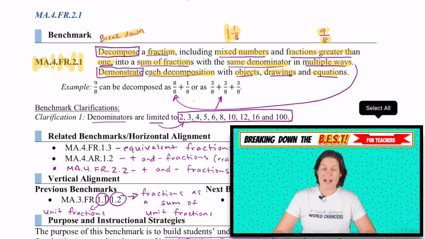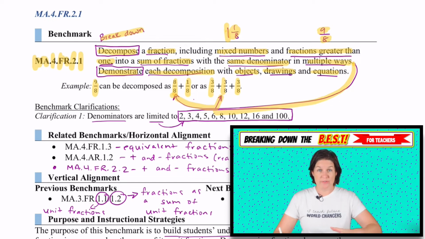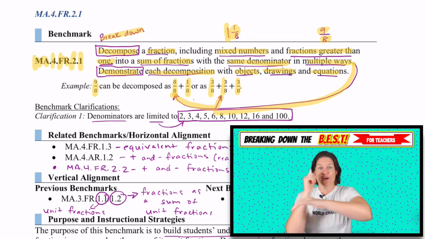So you can see right here where I highlighted multiple ways to decompose. There are two examples right here: 9/8, for instance, can be decomposed as 8/8 plus 1/8, or 3/8 plus 3/8 plus 3/8 will give you 9/8. Taking a fraction, breaking it down into the sum of a fraction.